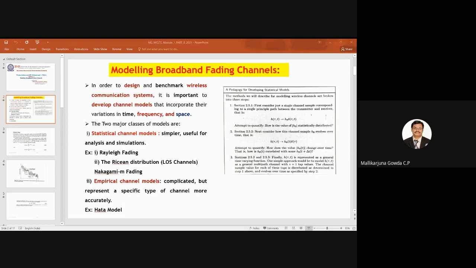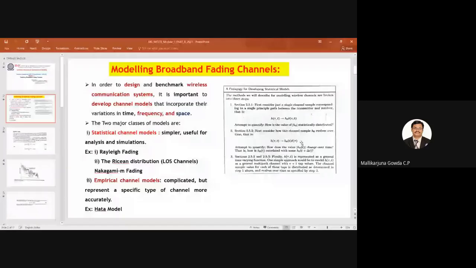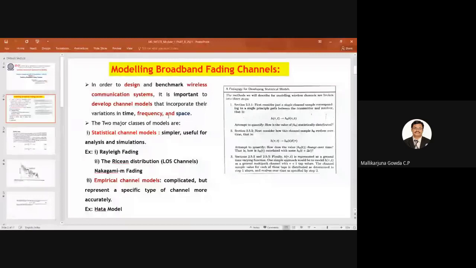Let me start with the first thing, that is, considering a single channel and a single path. And as I said, when the signal is received at the receiver from multiple paths, depending upon the phase difference, the received signal may be a constructive one or it may be a destructive one. Hope you all remember this point.